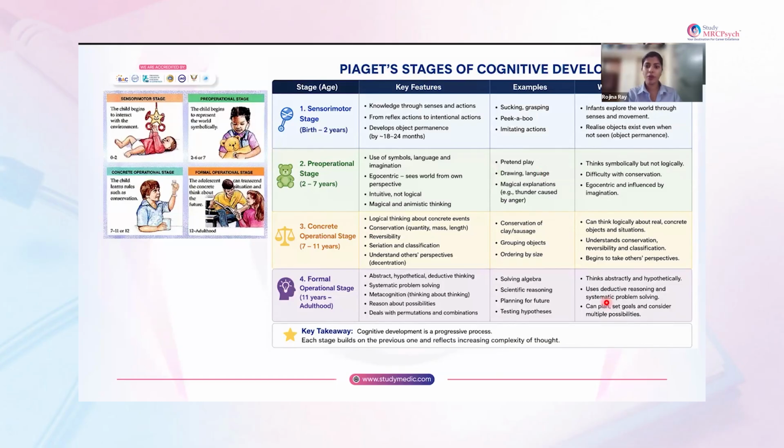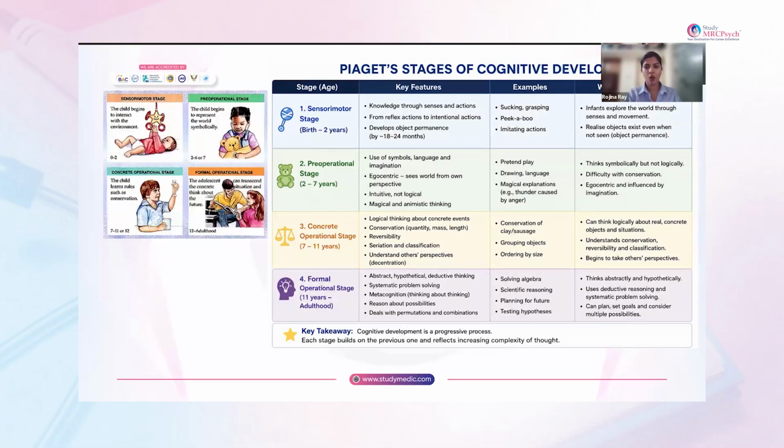Now the third stage is the concrete operational stage, from 7 to 11 years. Here the thinking becomes logical, but only for concrete situations. The children develop conservation, reversibility, classification and seriation, and begin to understand another person's perspective. Egocentricity is where the child cannot understand the other person's perspective, so this is reduced in the concrete operational stage.